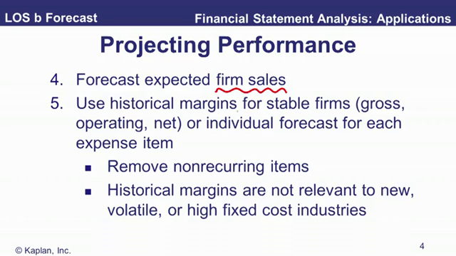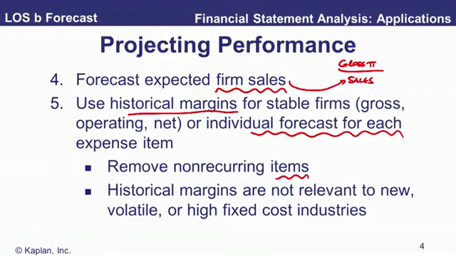Now we're going to be using historical margins, historical gross profit, operating profit, net profit margin. Now remember, gross profit margin is gross profit over sales. So if these ratios are relatively constant over time, we can take our forecast, plug it in here, and ascertain what we think gross profit will be. Now, of course, if these ratios are volatile over time, then it's not going to be very meaningful. So we do need relatively stable ratios for this to work. Now, of course, we're going to need to as well look at each individual forecast for each expense item.